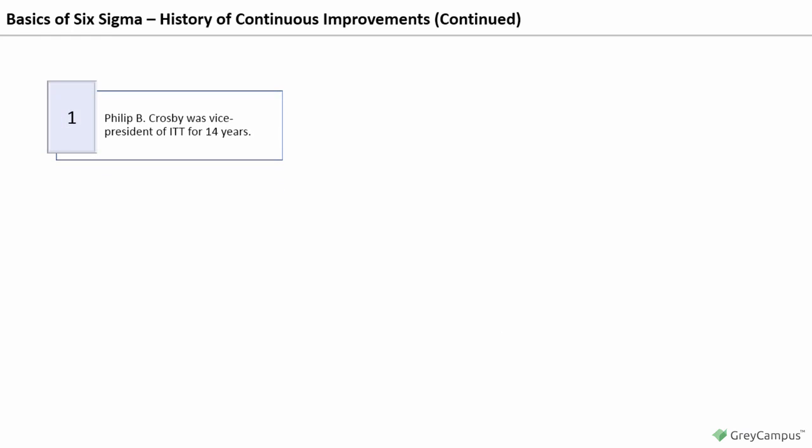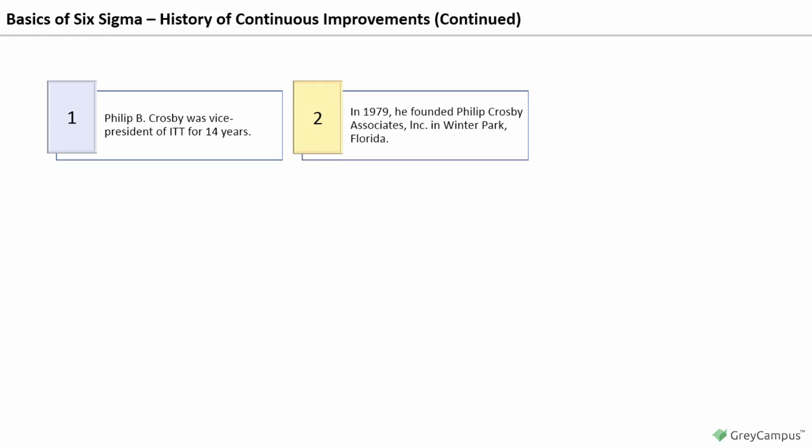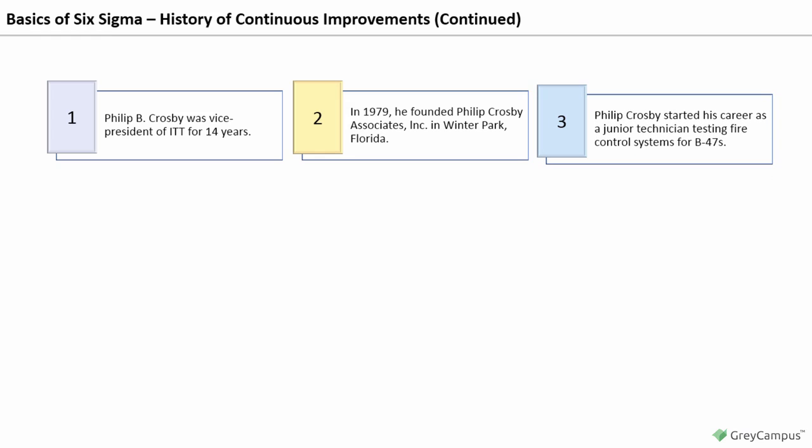Philip B. Crosby was vice president of ITT for 14 years. In 1979, he founded Philip Crosby Associates Incorporated in Winter Park, Florida. Mr. Crosby consulted, spoke, and wrote about strategic quality issues throughout his professional life. Philip Crosby started his career as a junior technician testing fire control systems for B-47s. He eventually moved on to ITT and became one of the first corporate VPs of quality in the country.